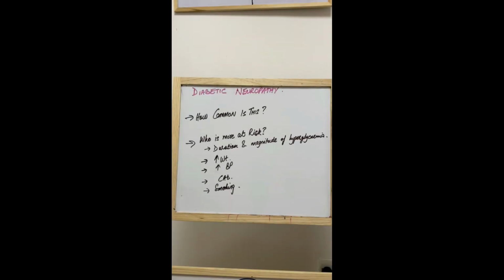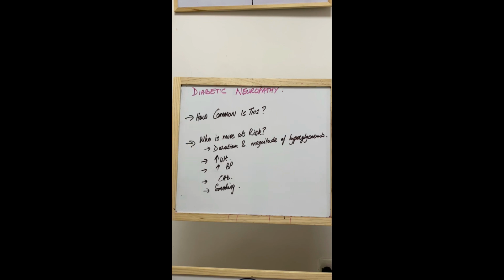Diabetic neuropathy, how common is this? Both type 1 and type 2 diabetics, diabetic neuropathy is a common complication of these. More than half the people in type 2 diabetics who are more than 60 years have basically been noted to have diabetic neuropathy symptoms.